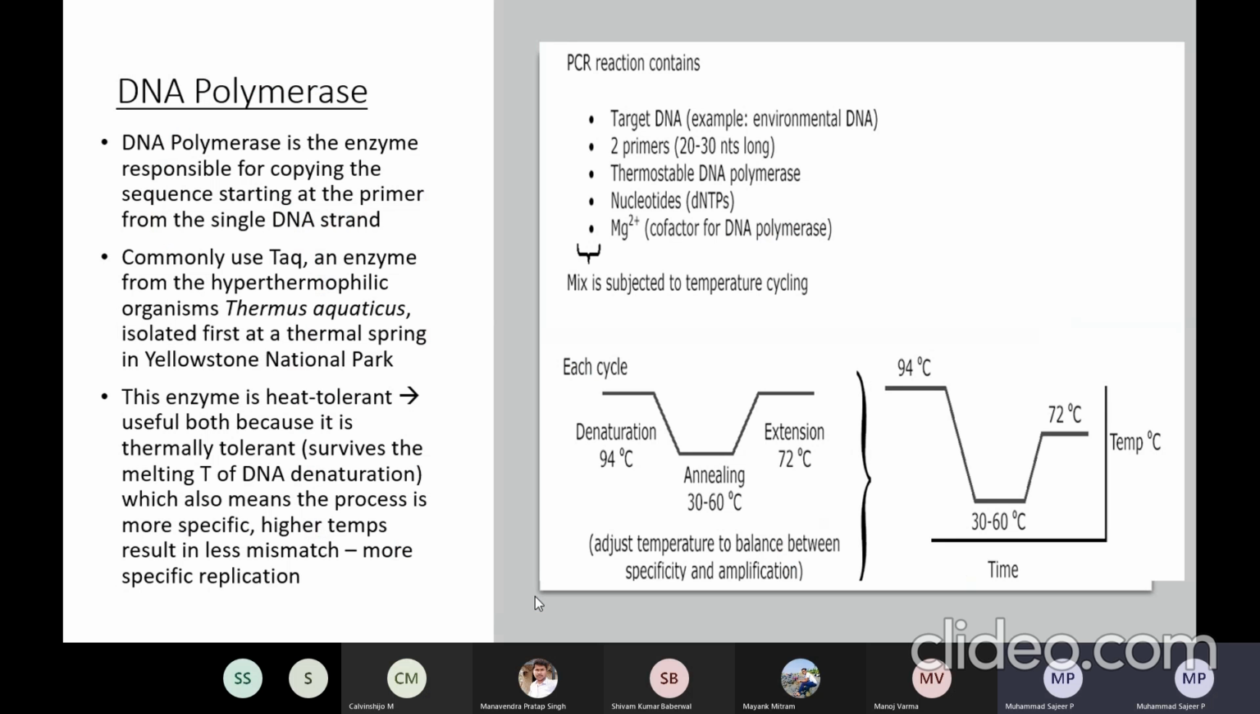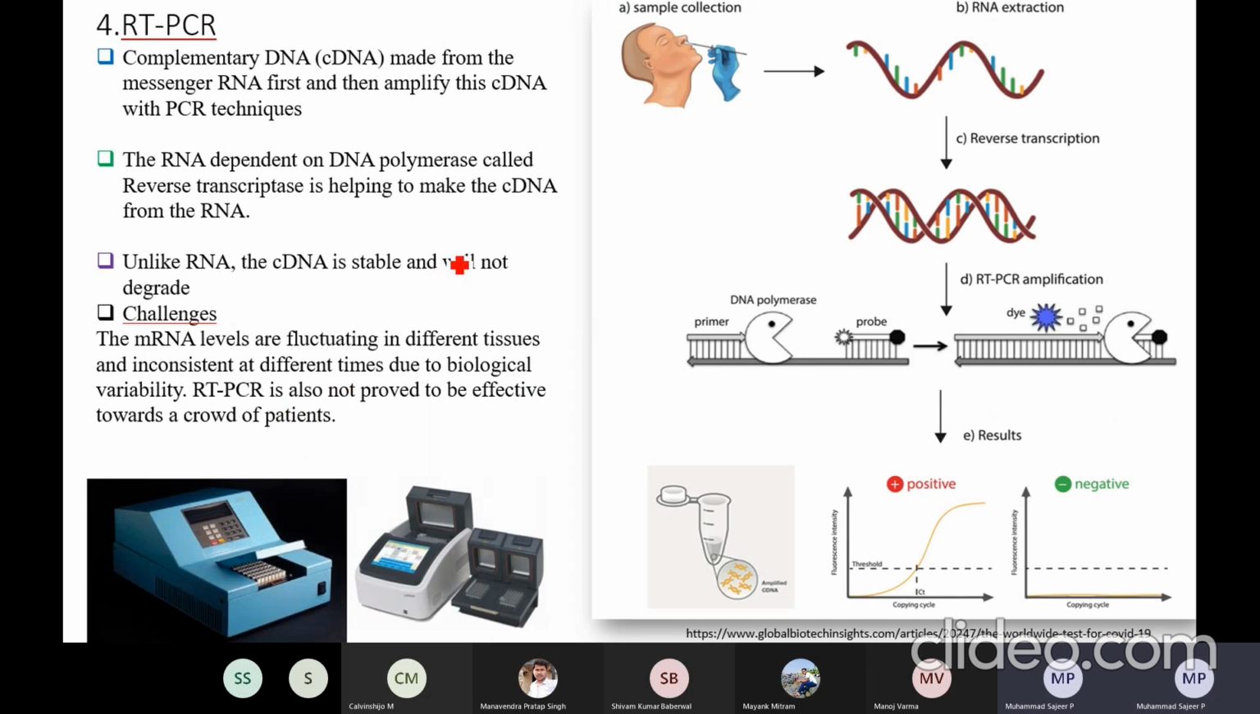The DNA polymerase, the enzyme we have used, is responsible for copying the sequence starting from the primer. We chose Taq polymerase, which was isolated from a thermal spring in Yellowstone National Park. The enzyme is heat tolerant, so we can use it in PCR, because the temperature varies like this, and it is important to have a thermostable DNA polymerase enzyme. So that is about PCR. Let's go to RT-PCR.